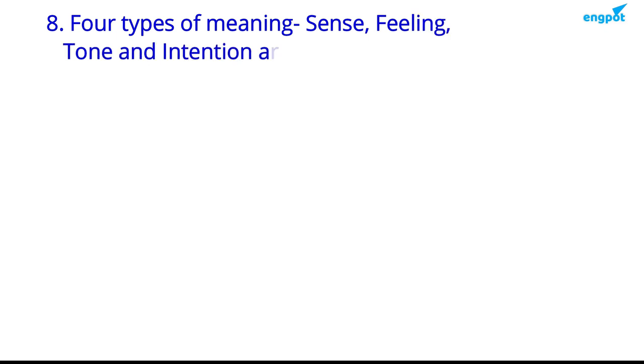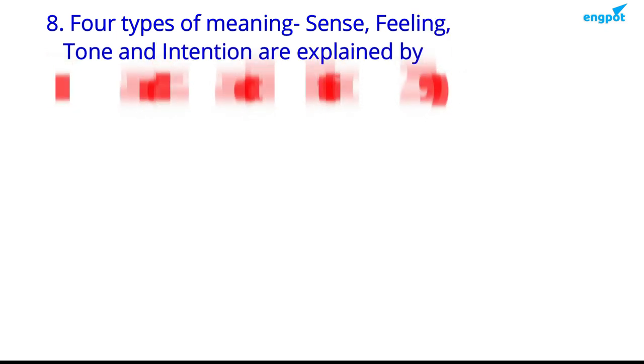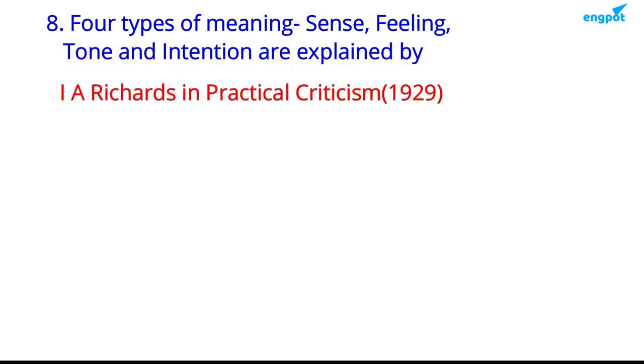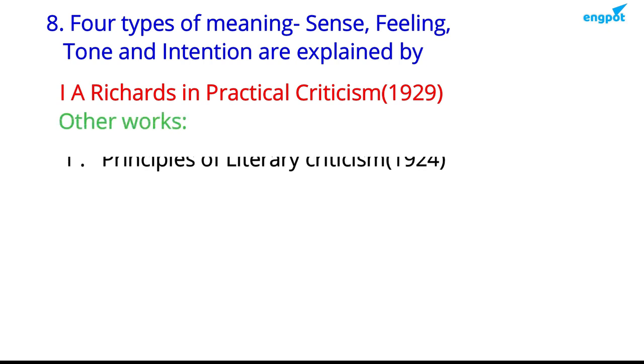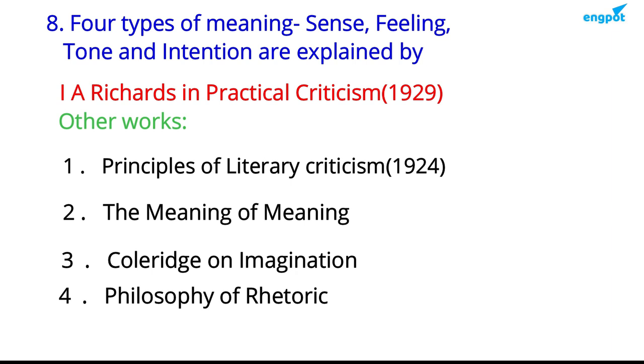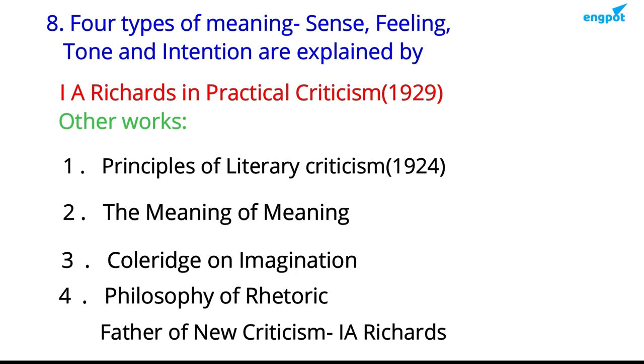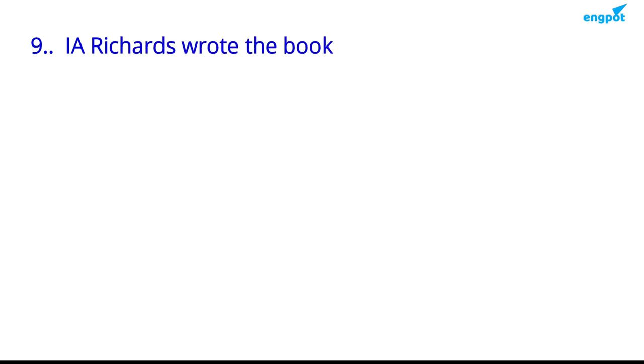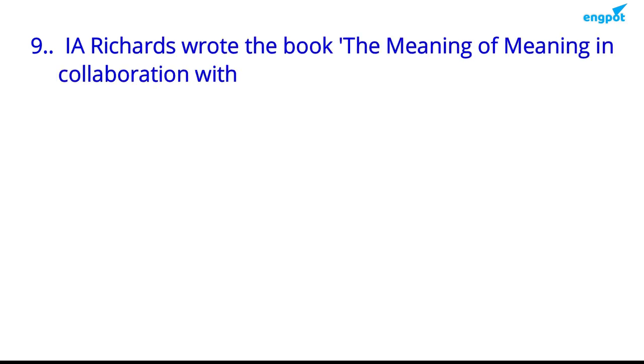Four types of meaning, sense, feeling, tone, and intention, are explained by I.A. Richards in Practical Criticism in the year 1929. The other works of I.A. Richards are Principles of Literary Criticism, The Meaning of Meaning, Coleridge on Imagination, and Philosophy of Rhetoric. I.A. Richards is also considered the father of New Criticism. He wrote the book The Meaning of Meaning in collaboration with C.K. Ogden.